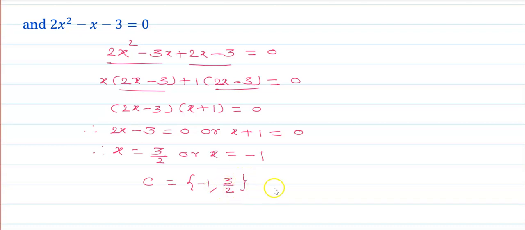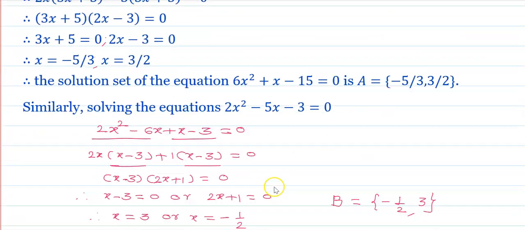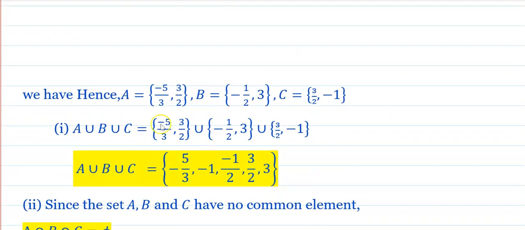Okay, and in this way we have these sets A, B, C. See this here, A, B, and C. First is A union B union C. Therefore their union, which is the common element, that is 3/2 is a common element here, and A union B union C is {-5/3, -1, -1/2, 3/2, 3}.